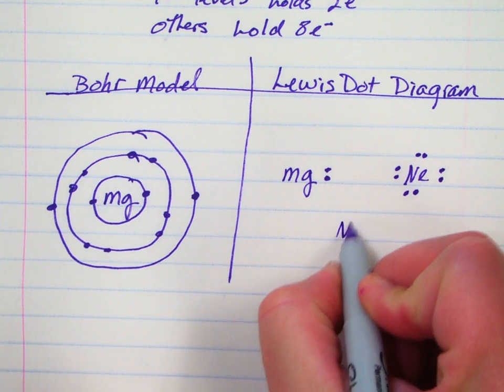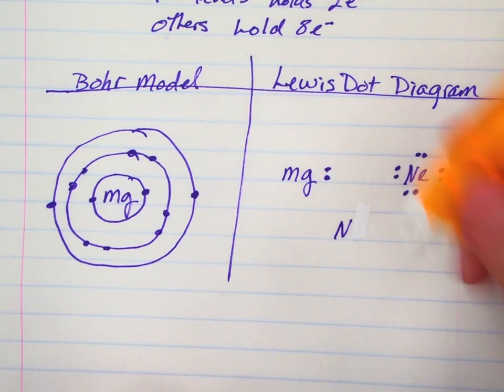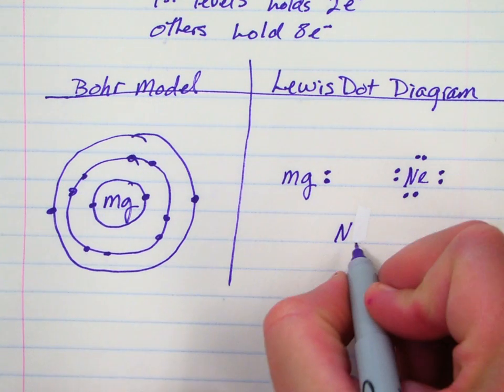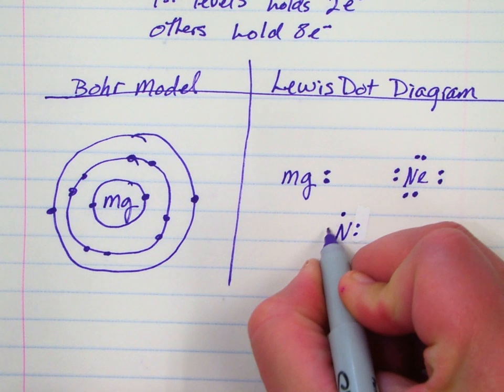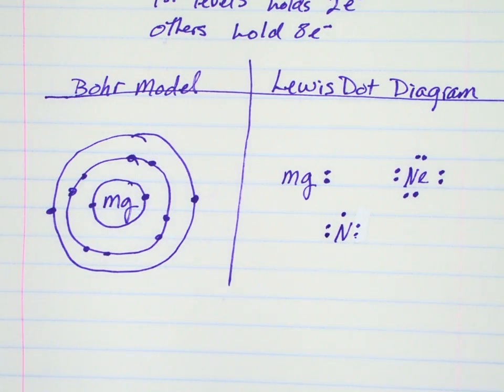Nitrogen, there it is, no it isn't. Oh, I'm looking at its N, sorry. Nitrogen, just plain old N, there we go. Nitrogen has 7 electrons, so 2 in the first means that there are 5 in its outer energy level. So that would be a Lewis dot diagram for nitrogen.